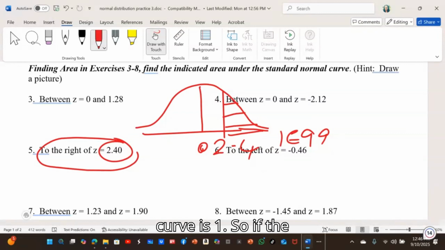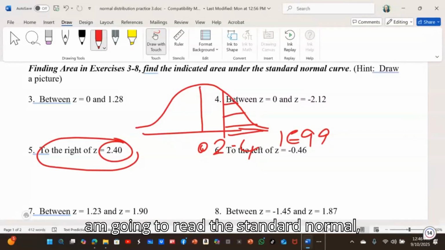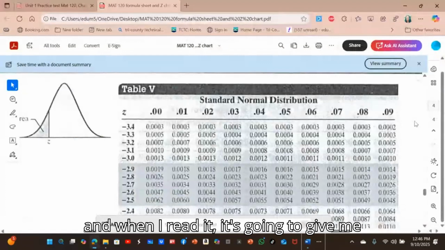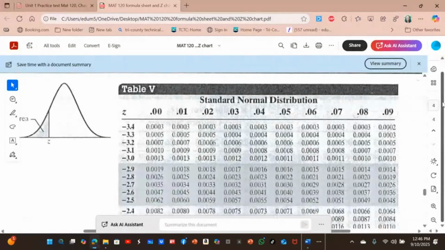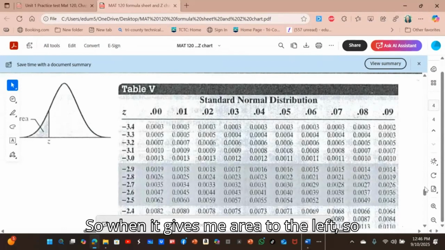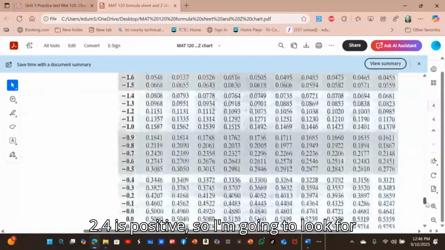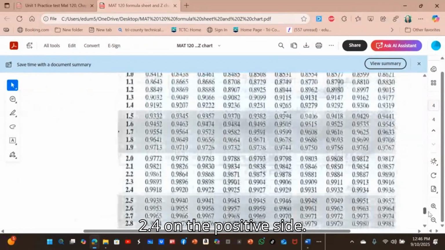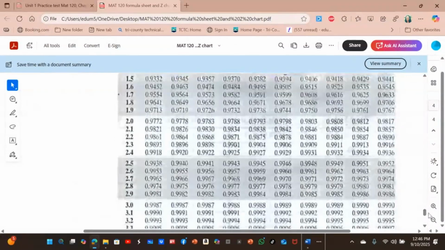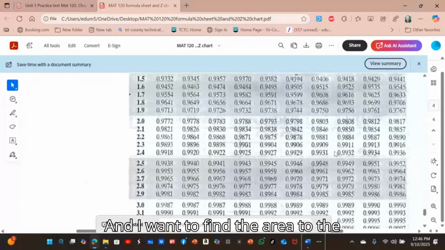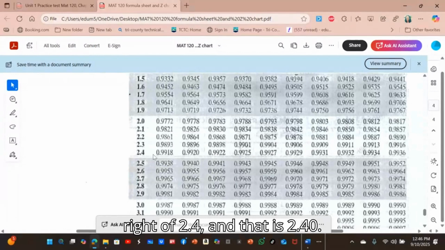So if the area under the normal curve is 1, I am going to read the standard normal chart. And when I read it, it's going to give me the area to the left. So first of all, I will find 2.4. 2.4 is positive, so I'm going to look for 2.4 on the positive side. So that is 2.4 right here. And I want to find the area to the right of 2.40. So that is 2.40 right here.